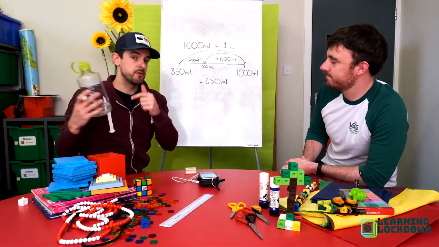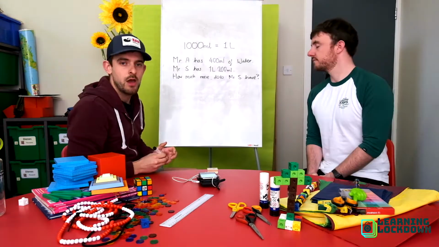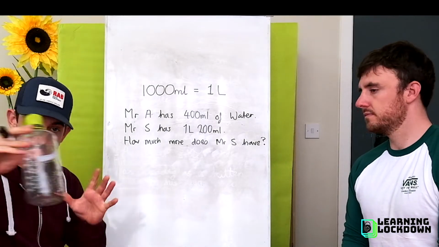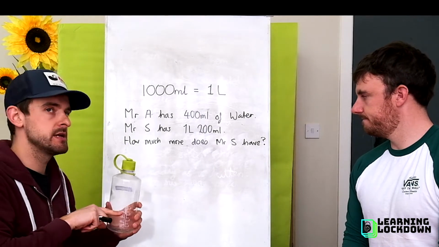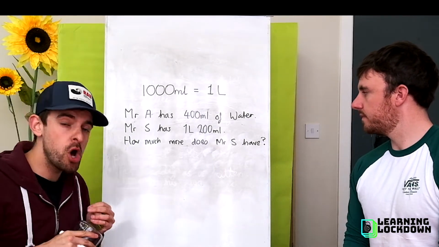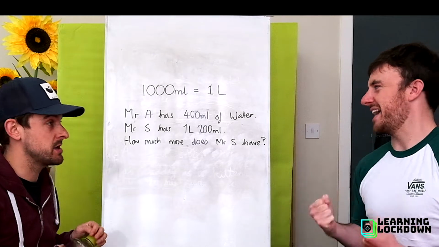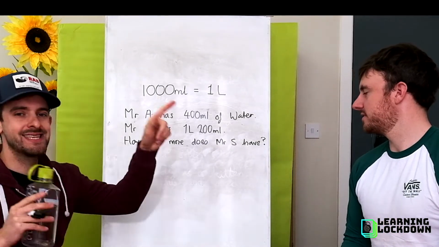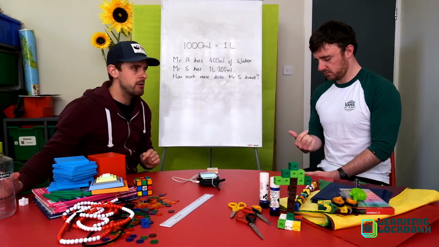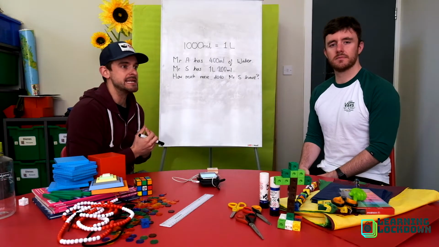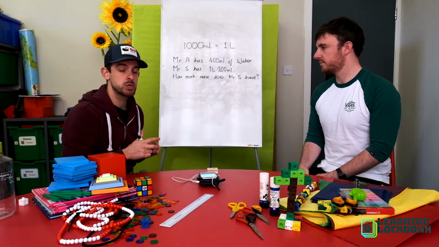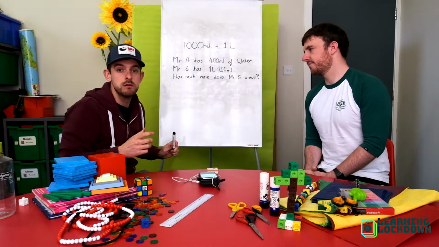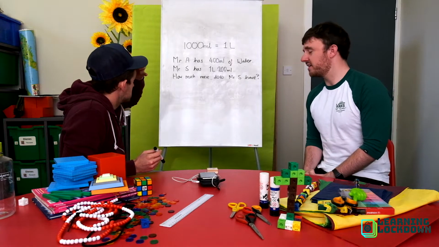So that's one problem you might face today. Here's one more. Mr. A has 400 millilitres of water. Imagine I've got my bottle, it'll be 400 millilitres of water. Mr. S has 1 litre, 200 millilitres. Huge bottle. I win. How much more does Mr. S have? Now here we're not trying to make a litre. Here we're trying to see the difference between two amounts, but that number line will still really help us. But right now this problem looks very, very difficult still.